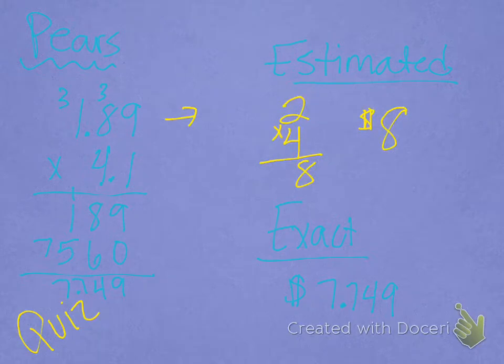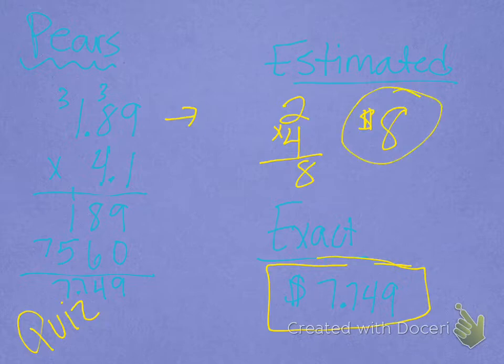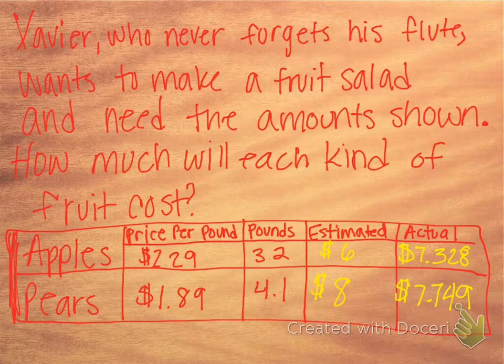So this is what you should have gotten in your spirals for the pears. Our exact answer turned out to be $7 and some change, and our estimated, since I changed 1.89 to a 2 and I changed 4.1 to a 4, my estimated answer would be $8. So let's go ahead and fill that out on our chart. So your chart would end up looking like this filled out.